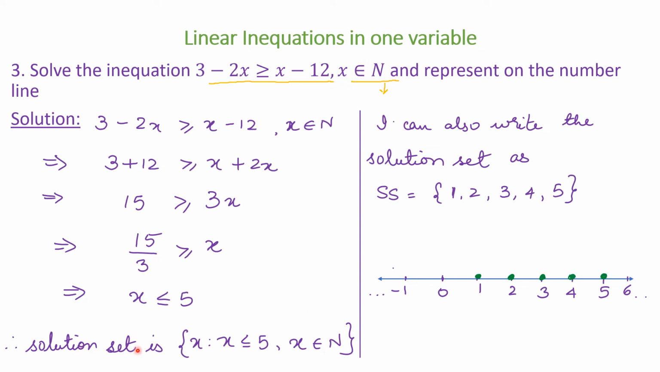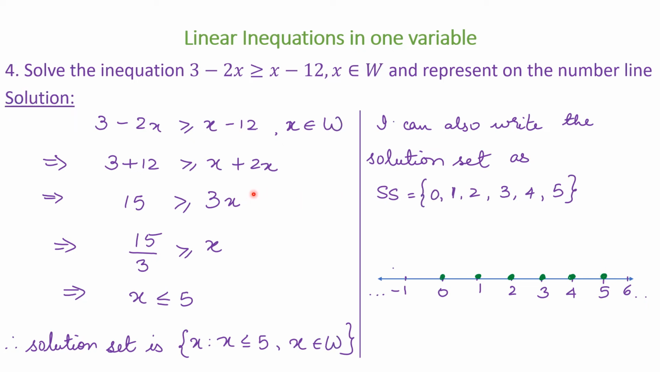The same solution set, when you think about it, I can also write it as, because x belongs to N, and that means starting from 1, all those natural numbers less than or equal to 5. So I can also write the solution set as 1, 2, 3, 4, 5 between brackets. When I want to represent it on the number line, this is my normal number line, but I'm only going to select the points 1, 2, 3, 4, and 5.